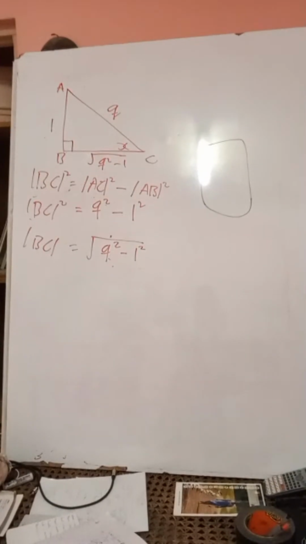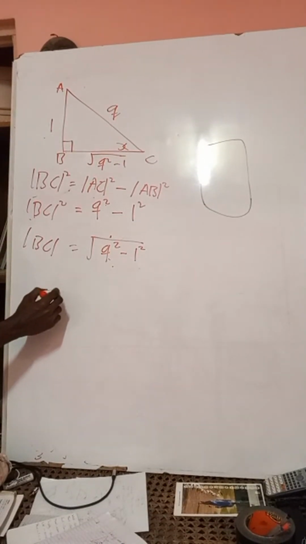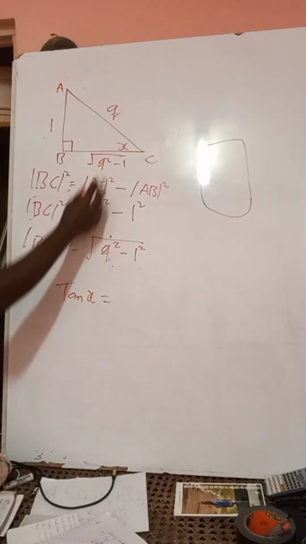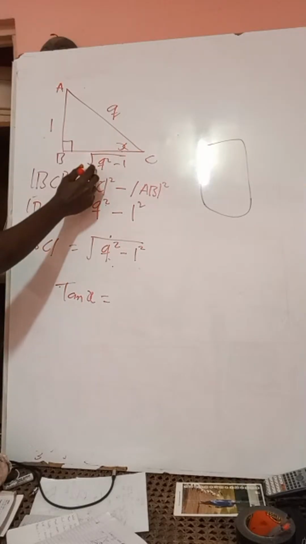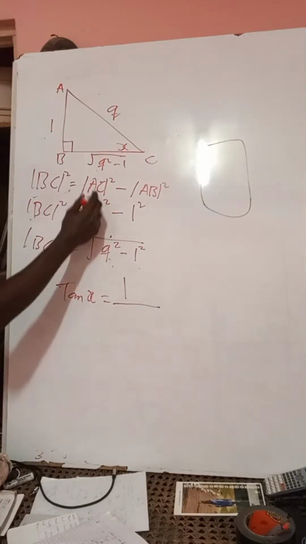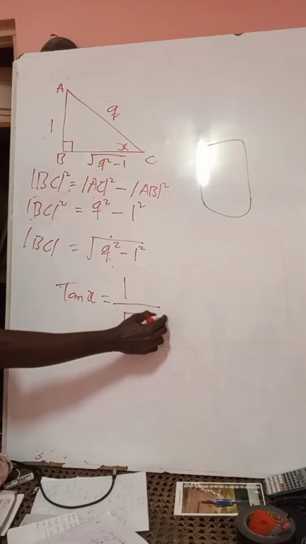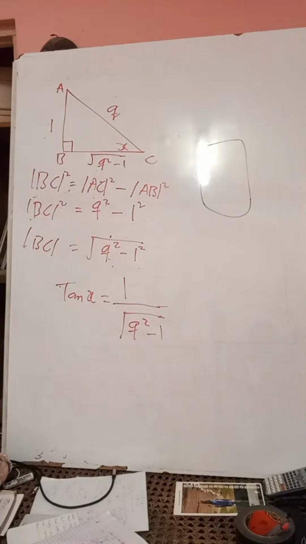So this is what you do. When you come here, what is tan x? You know tan x should be opposite over adjacent, right? So it's going to be 1 over root of Q squared minus 1. So that is going to be our answer. That's all. You just have to take your time and then do it. You don't have to rush, and you don't have to think that it's a variable so you can't solve it. You can solve all questions.